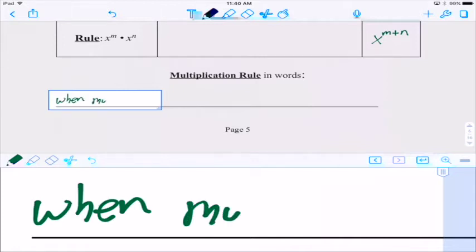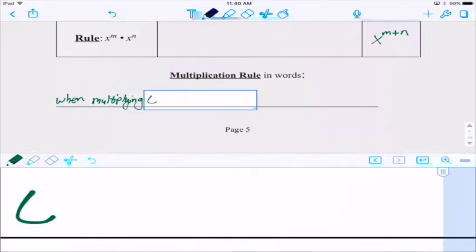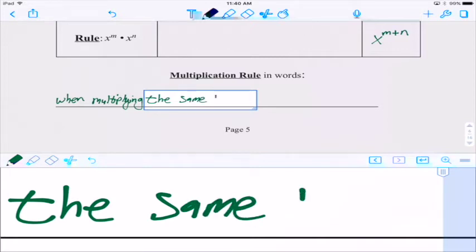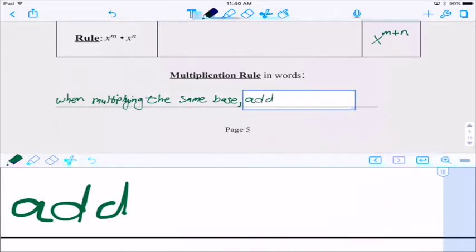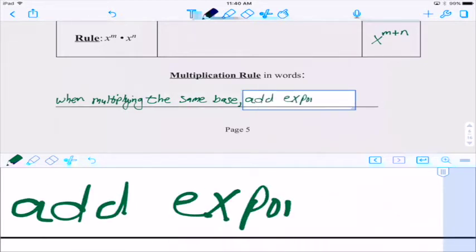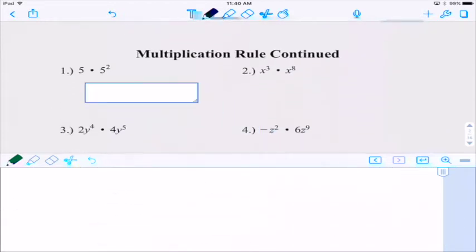When multiplying the same base, add exponents. Hopefully you discovered that on your own. So let's go to the next page. I'm going to work these out rather quickly.